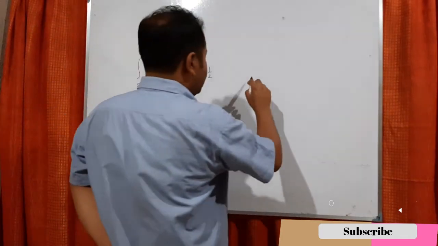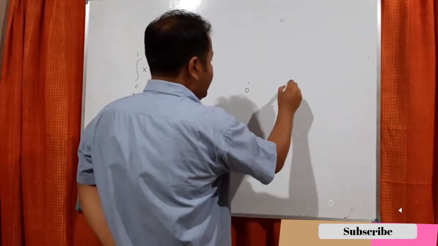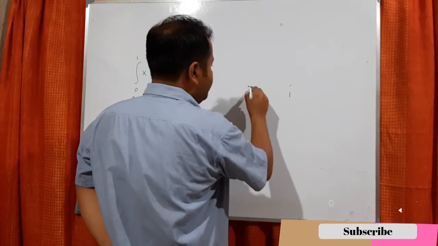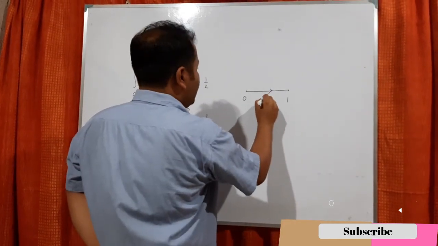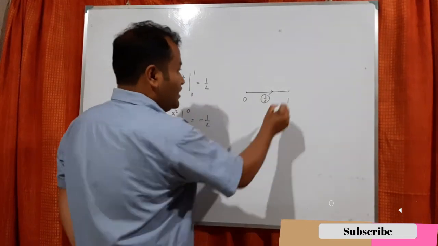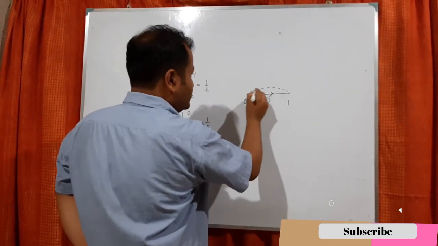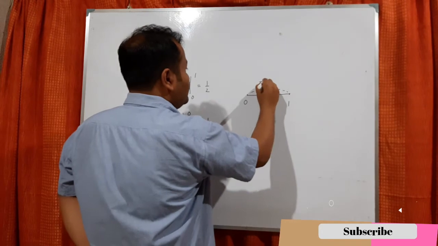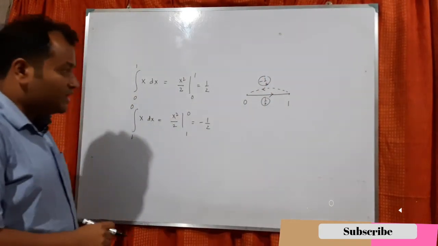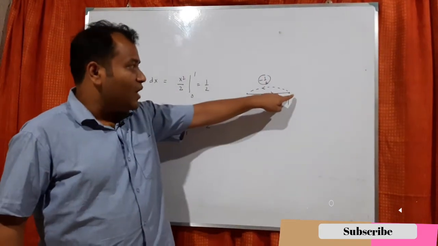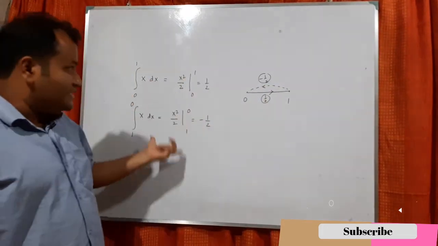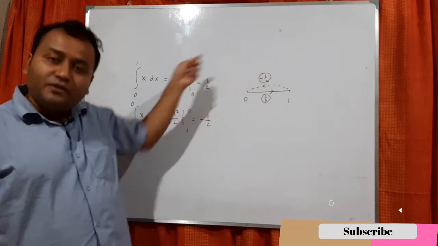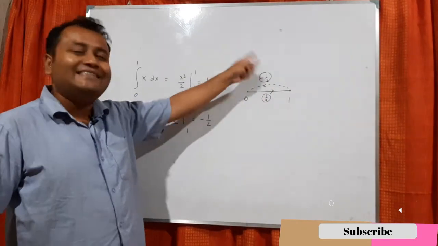So basically what we are saying is, if this is the 0 point and this is the 1 point, if you go from 0 to 1, then the result will be half. But if you reverse, then the result will be minus half. That is, if you go in one direction, you get some result, and if you come in the opposite direction, the result will be exactly opposite.